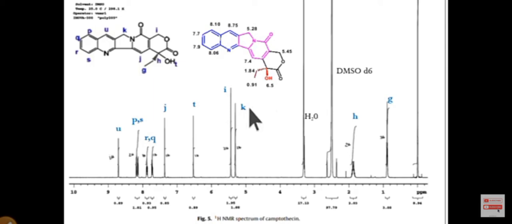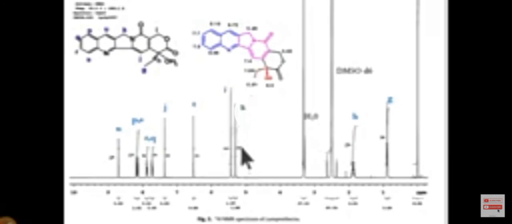Now the next signals are 2 sharp singlets of 2H and 2H. You can see here is one CH2 and another CH2 is over here. One is attached to the oxygen and another is attached to the nitrogen. As you know, oxygen is more electronegative, so the signal shifts downfield. So the signal at 5.45 is of proton I. You can see it is attached to the oxygen, and the signal K is assigned to the protons which are attached to the nitrogen. You can see the signal K over here.